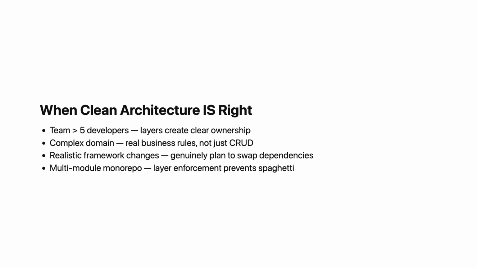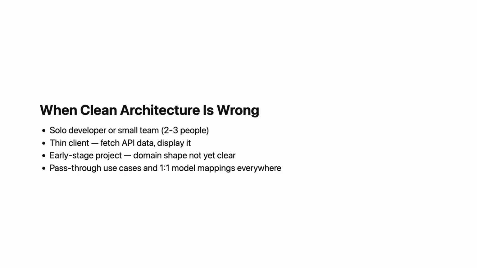Third, you are in the early stages of a project and you do not yet know what your domain looks like. Prematurely imposing layer boundaries will force you to refactor those boundaries repeatedly as your understanding evolves. In these cases, a simpler architecture, view model talks to repository, repository talks to API and database, maybe 2 model types instead of 4, will get you further, faster, with less frustration.